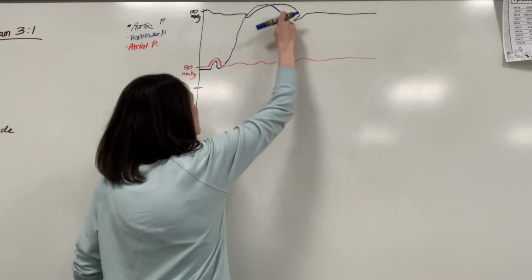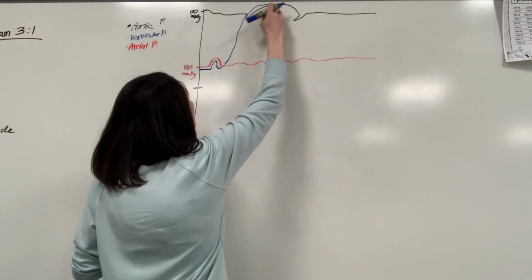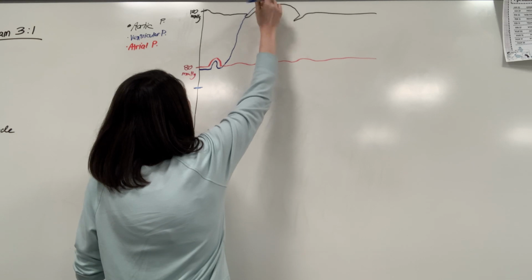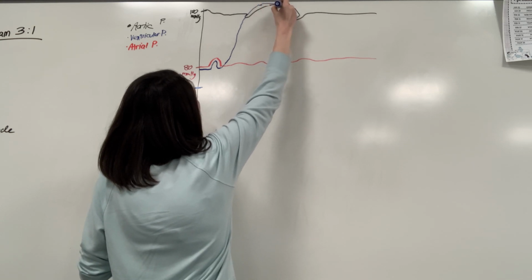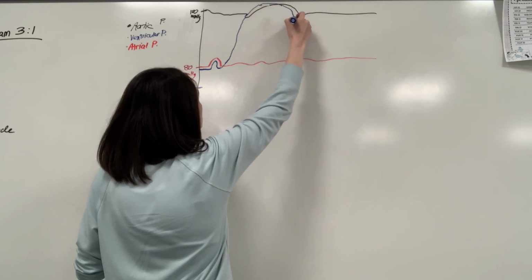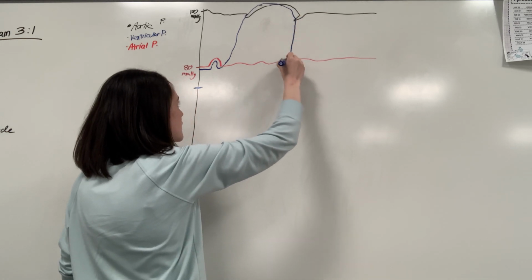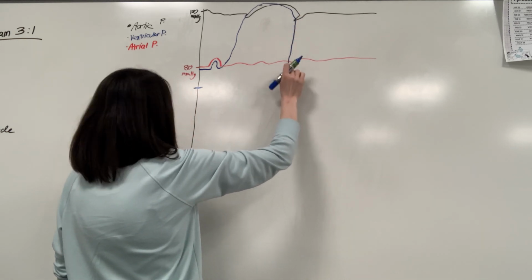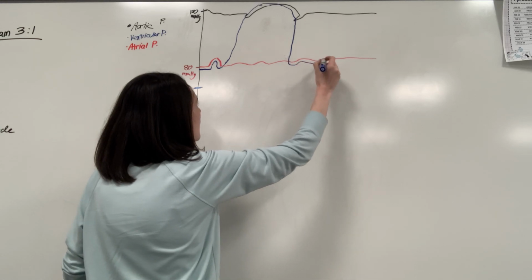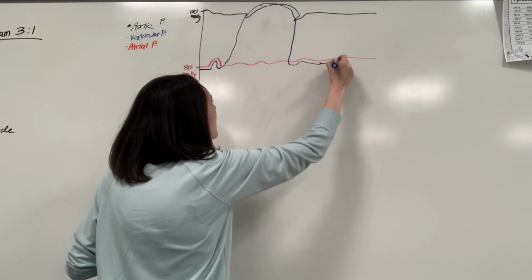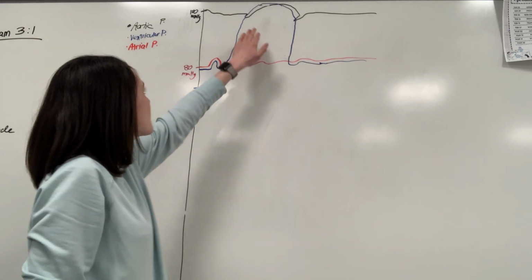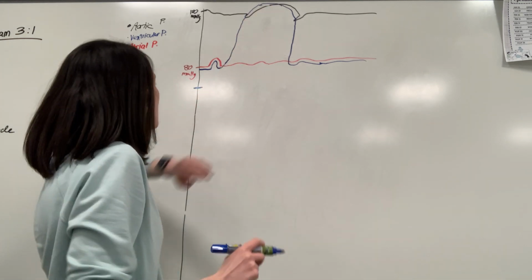Actually, let me draw that better. So it's going to come up, and then it's going to cross our aortic pressure again. It's going to come down to this point that I mentioned earlier, and then it'll come back down. It's going to cross our atrial pressure again, and then it's just going to stay below until it hits the next beat. So I'm going to go ahead and explain what just happened here.